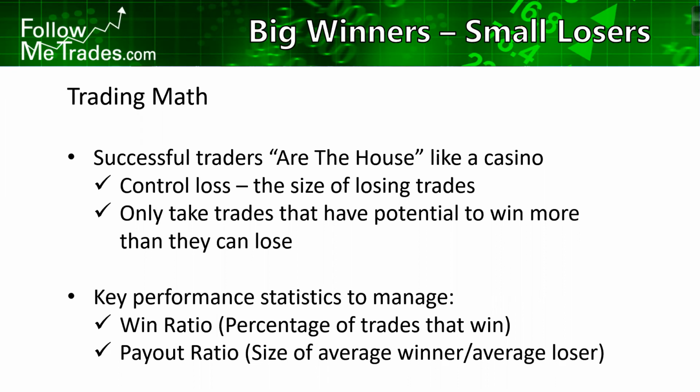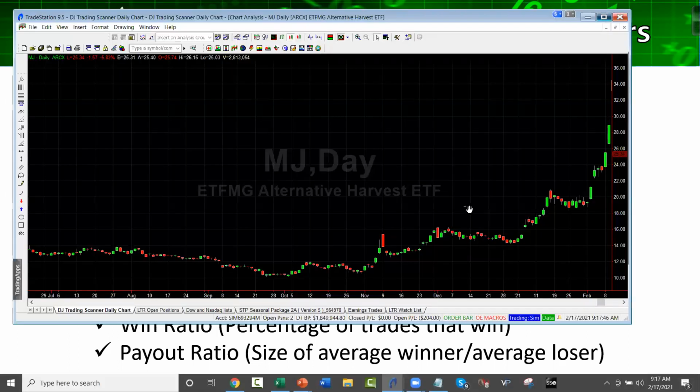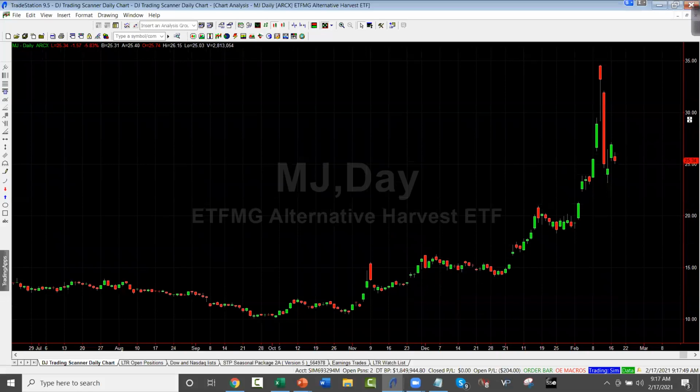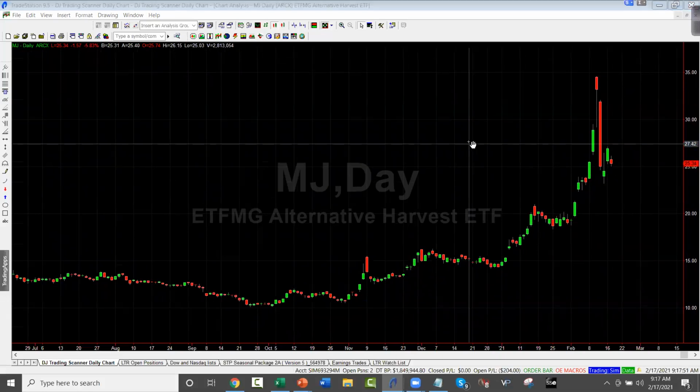So let me take a little sidebar here, and let's talk about risk management and position sizing and stops and all that kind of stuff. It's a cool topic, and I enjoy looking at charts and talking to traders and trading. Here's a chart. This happens to be MJ, which is the cannabis ETF.